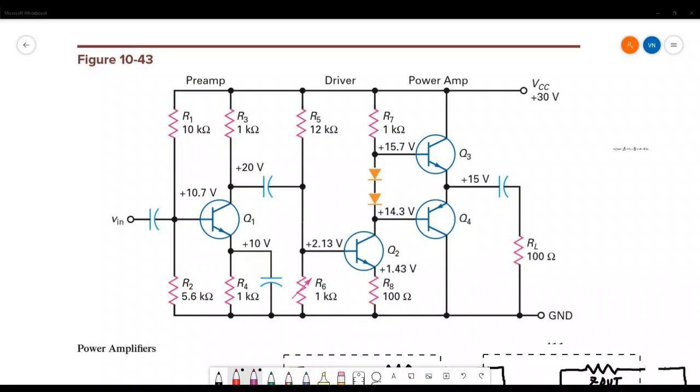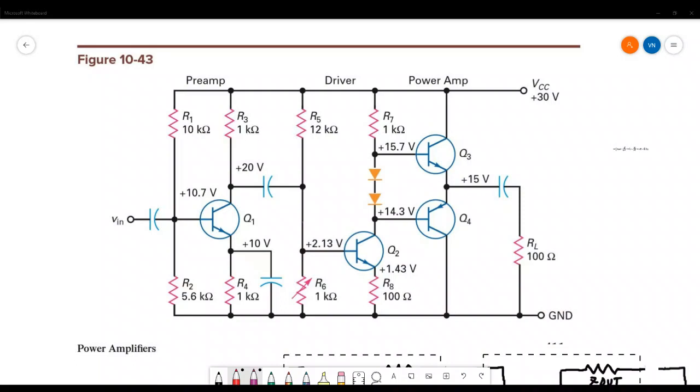I want to talk about the Class B AB amplifier from section 10-7 in your text. I'm going to use figure 1043, out of the problem sets in the back of the chapter. I think this figure is used for questions 1029 to 1033, so it's a good example. I'm going to use it to explain a couple of things here.